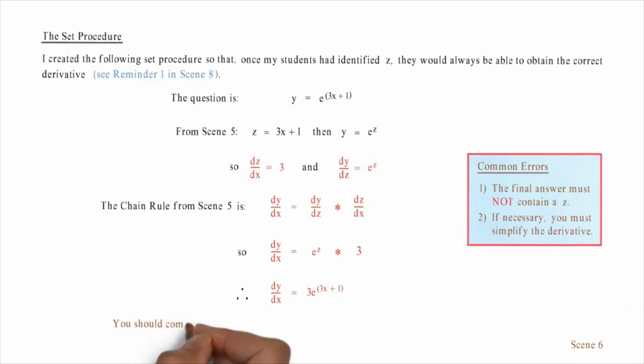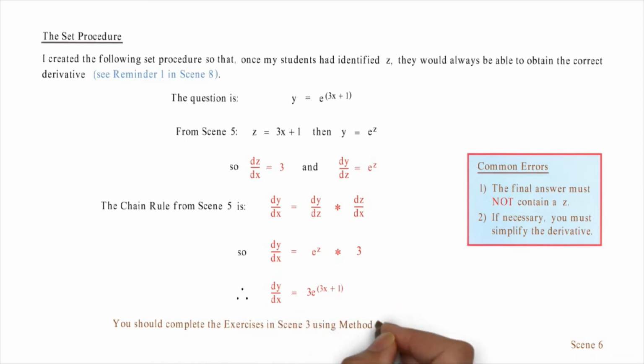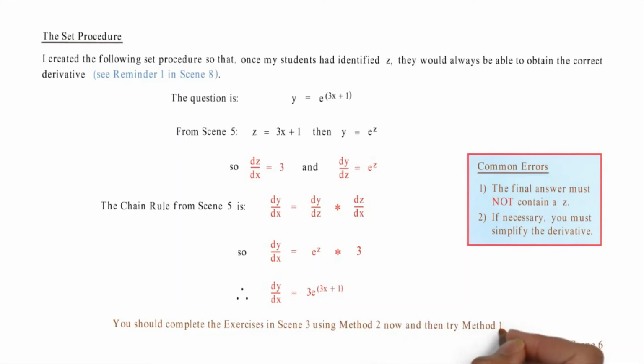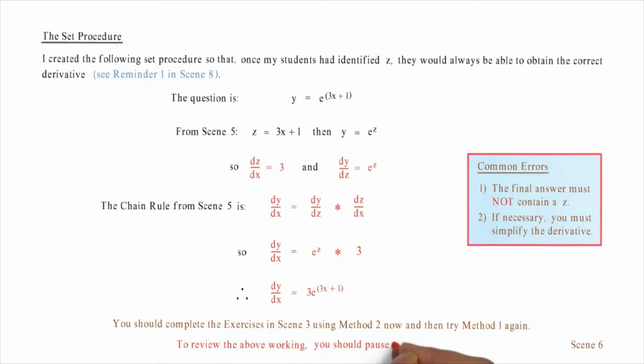You should complete the exercises in Scene 3 using Method 2 now, and then try Method 1 again. To review the above working, you should pause this video now.